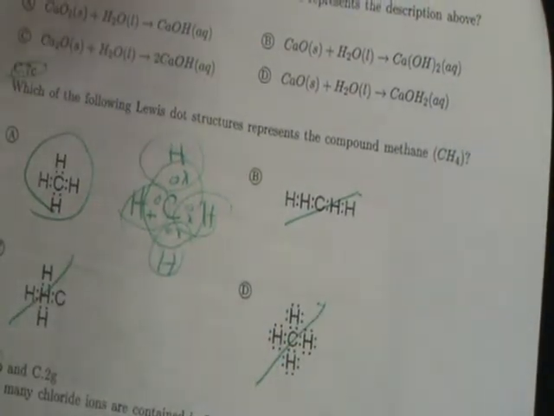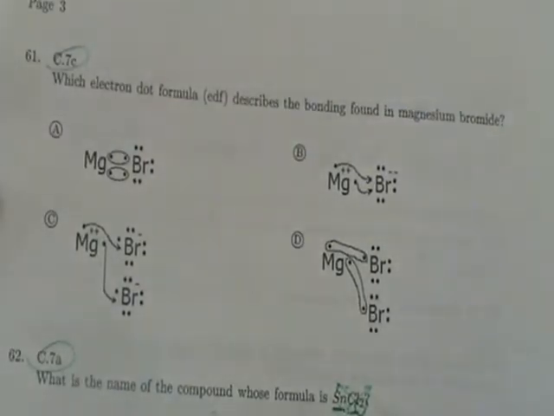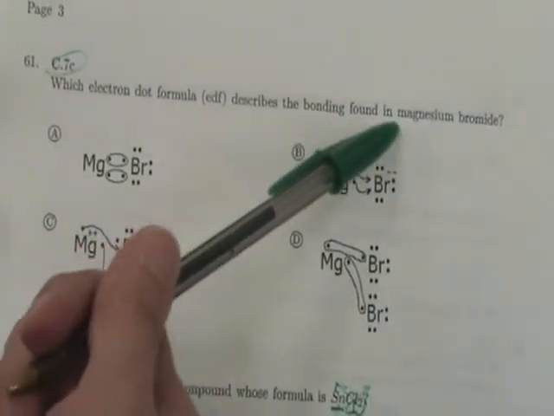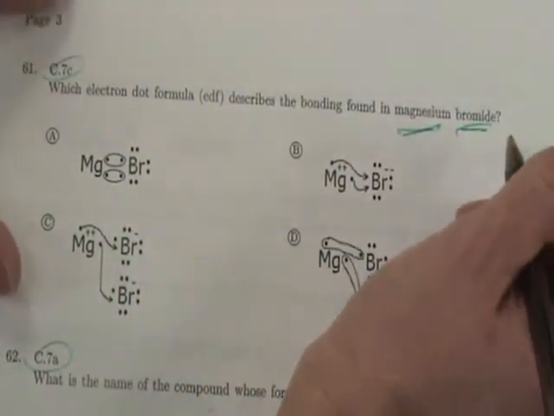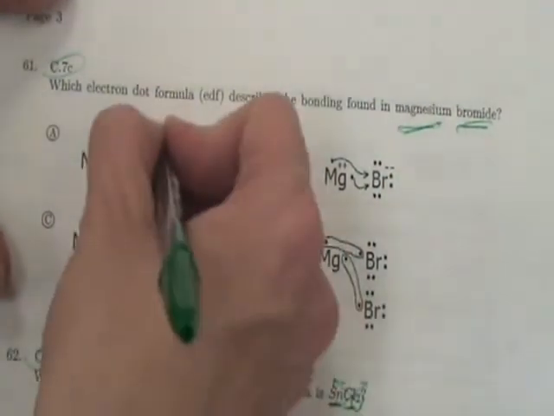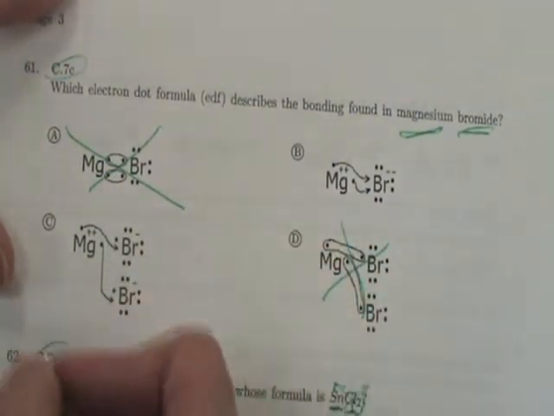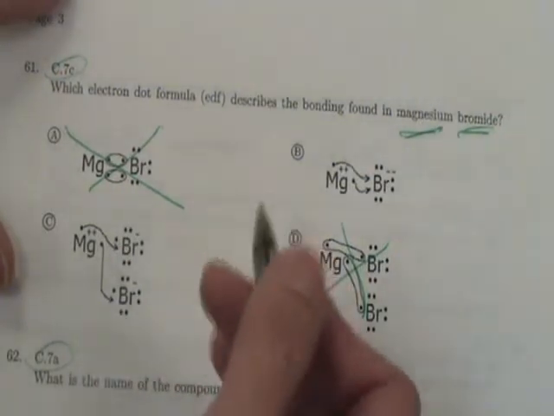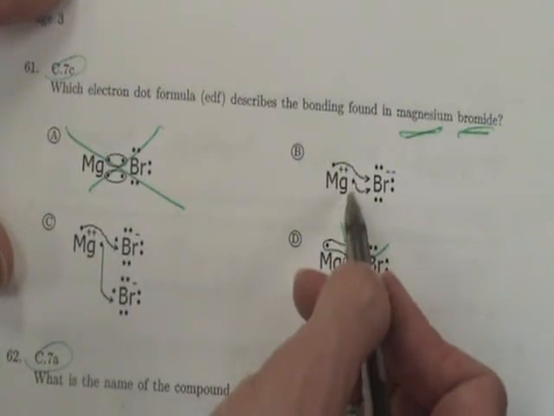What was the next one? 61. All right, if we're looking at what electron dot formula describes the bonding found in magnesium bromide. Magnesium, metal, bromide, non-metal, okay? So in this case, we're talking about electrons being transferred. Automatically, you can look at this answer choice and know that it's wrong, and this answer choice and know that it's wrong. Because you're going to get positive and negative charges when you talk about ionic compounds, okay? Here they're sharing electrons. In these two examples, they're transferring them.